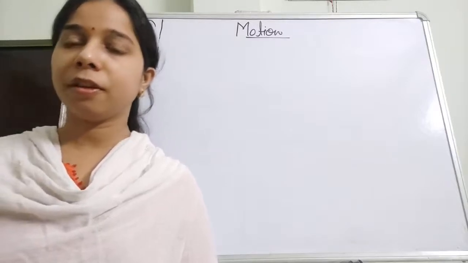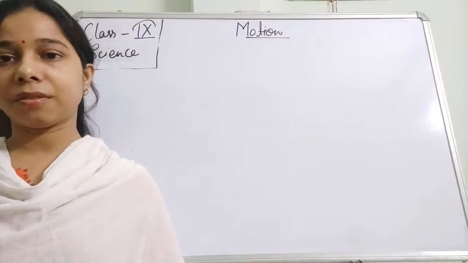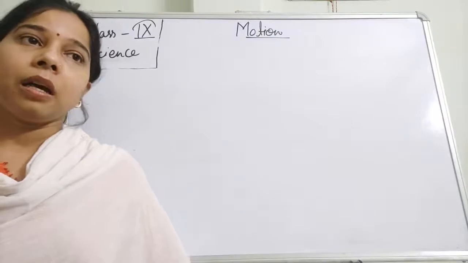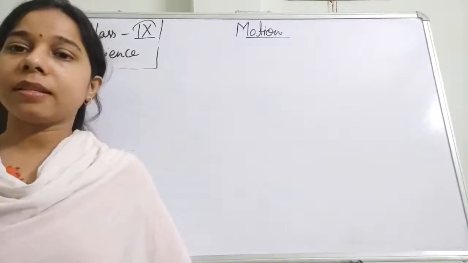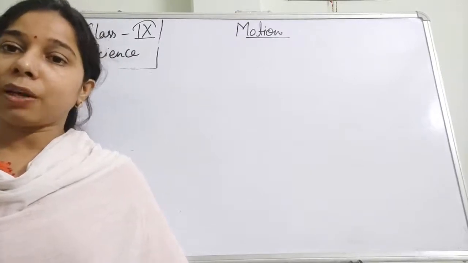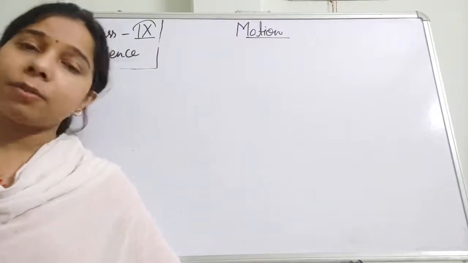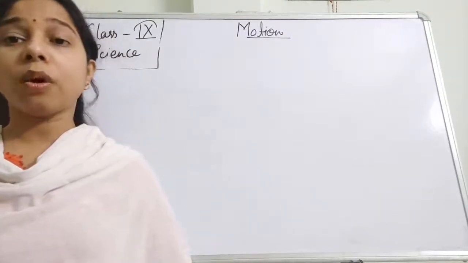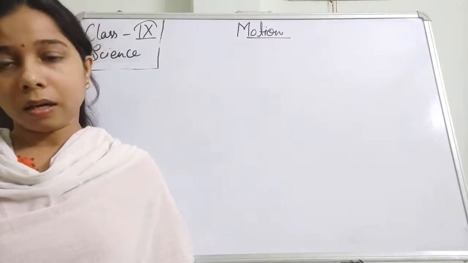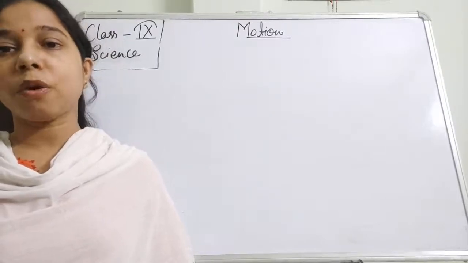So students, in the previous class in this chapter, motion, we were talking about acceleration. What is acceleration? When there is a change in the velocity of a moving body with respect to time, that gives the acceleration. So we came to know that acceleration is where the velocity keeps on changing. If velocity is changing with respect to time, then we say that acceleration is produced, or the body is accelerating.